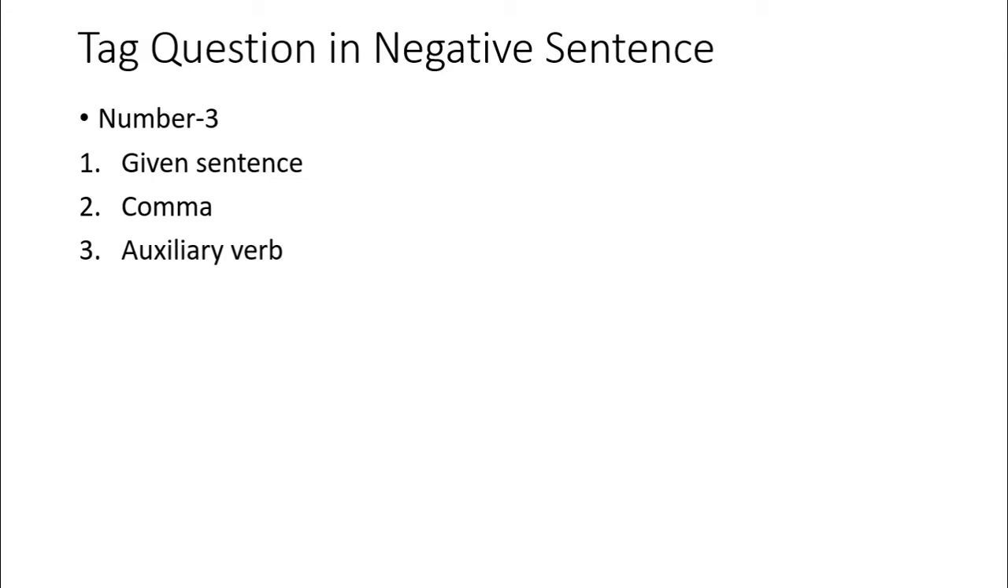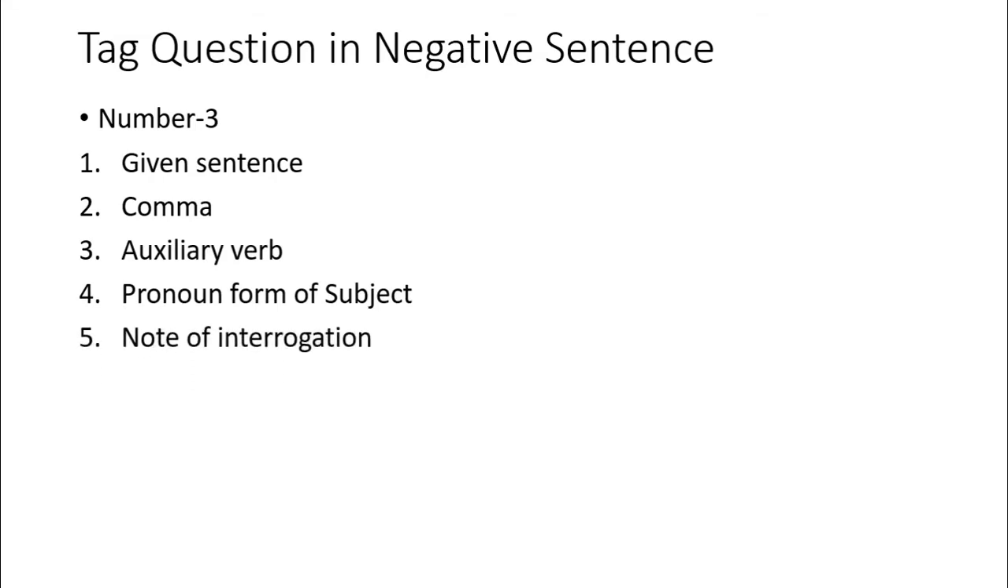Okay, tag question in negative sentence. Okay, dear boys, let's see. Here we have a very simple structure of tag question in negative sentence. Firstly, we have to write down the given sentence, then a comma, then the auxiliary verb will be written. Then the pronoun form of the subject will be written, then the note of interrogation will be given.